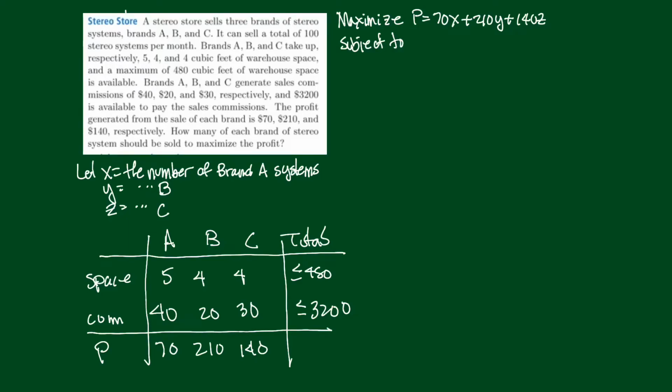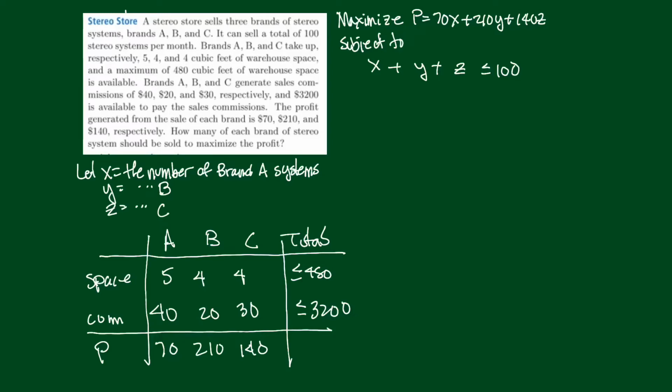And I'm going to start off with a constraint that's not listed in our table down here, and that is right up here at the top. It says the total that we can sell is 100. So this does not appear in our table because I couldn't find a convenient way to write it. But what we know is that the number of systems, if we add those together, that's the total number of systems, has to be less than or equal to 100.